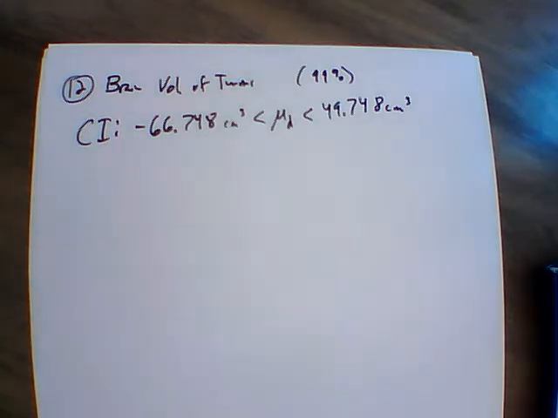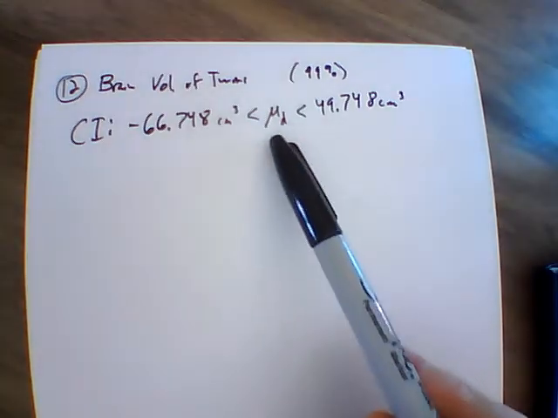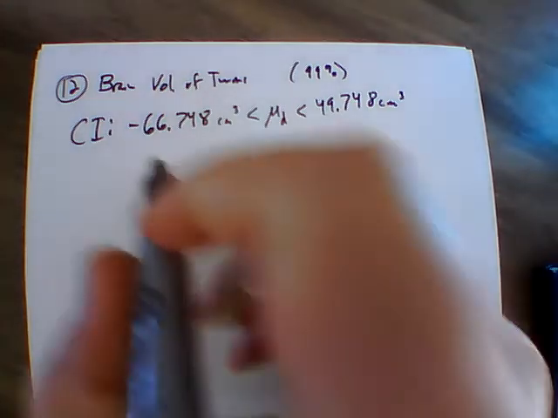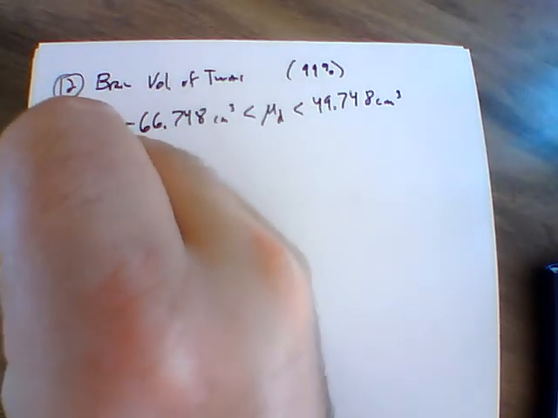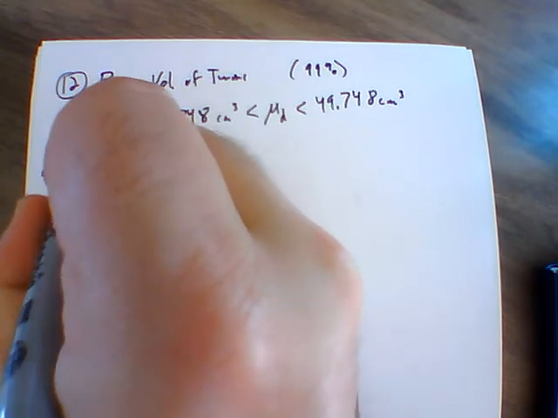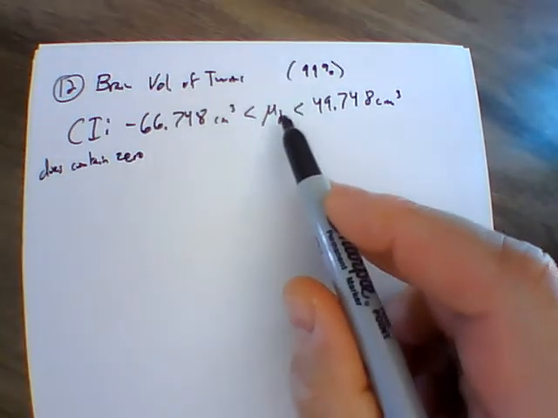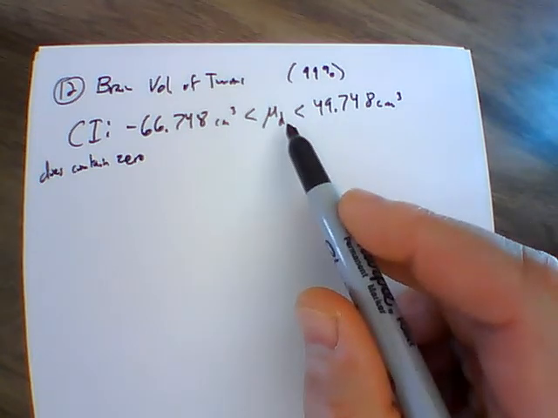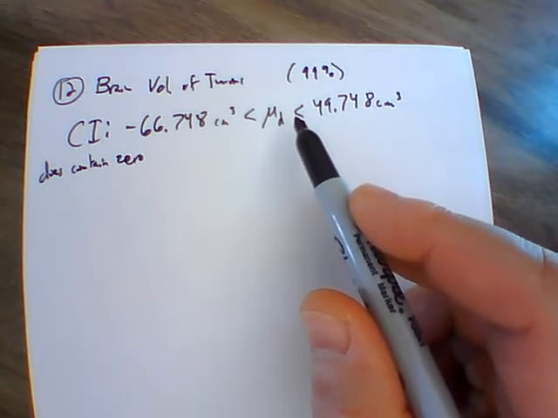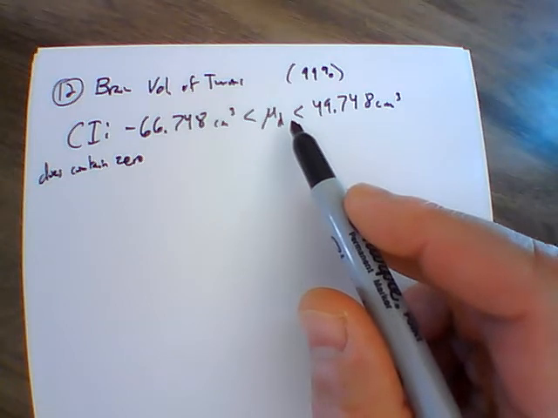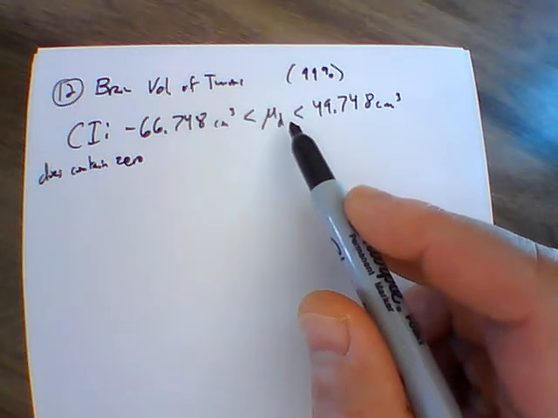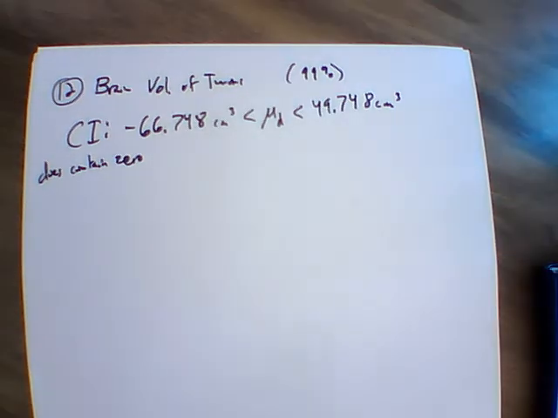So what can we start concluding about this? Basically, we see that this does contain 0. I'm just going to make a little note over here: does contain 0. Because this contains 0, it means that we do have equality between the brain volume of the first and second twin. So it depends upon what we're testing towards.